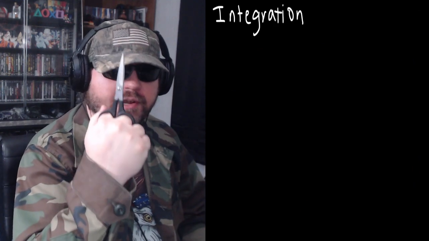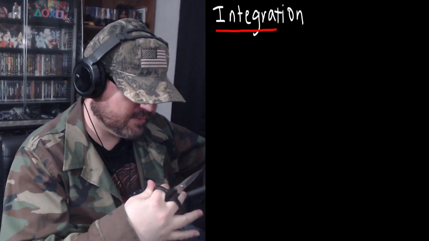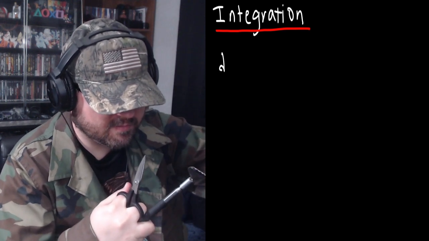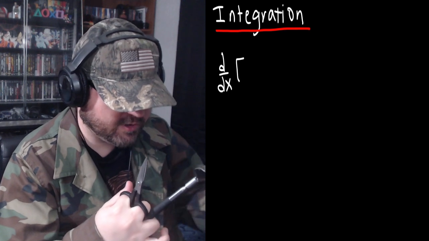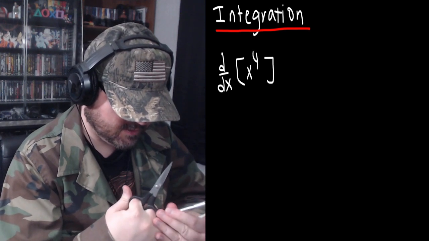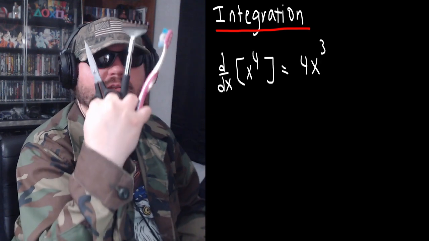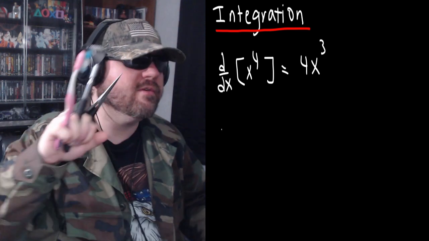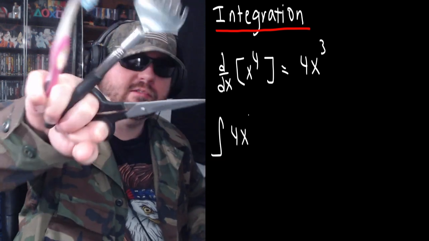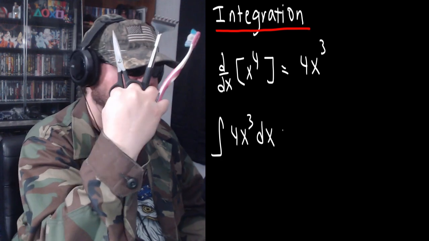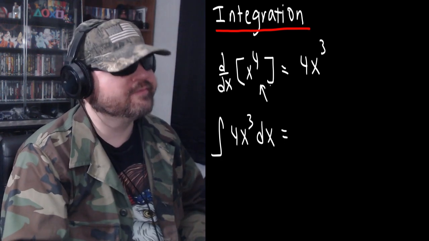Now the next topic is integration, which is equivalent to anti-differentiation. As we said before, it's the process of finding the antiderivative. Now, if you recall, we said that the derivative of x to the fourth is 4x cubed using the power rule. Well, the integral of 4x cubed should give us x to the fourth.